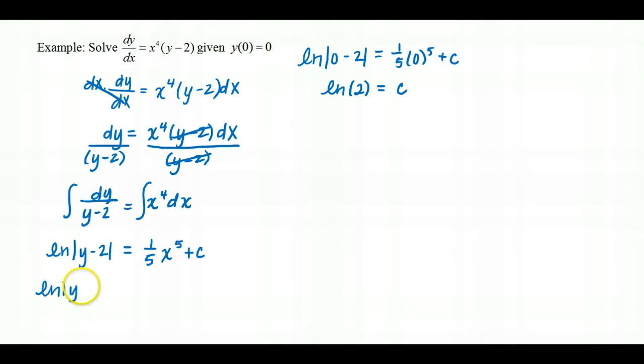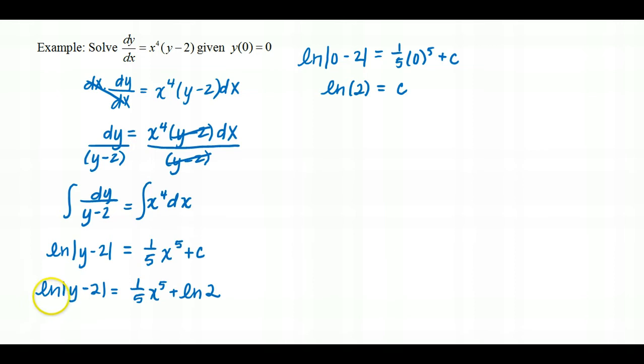So let's substitute that back in. Natural log of the absolute value of y minus 2 equals 1/5 x to the fifth plus the natural log of 2. So now the tricky thing is going to be solving for y, rewriting y as an explicit function. We want to somehow get this y minus 2 out of the natural log function, and then we're going to have to worry about getting it out of the absolute value bars. So first things first is getting rid of the y minus 2 being inside a natural log function.